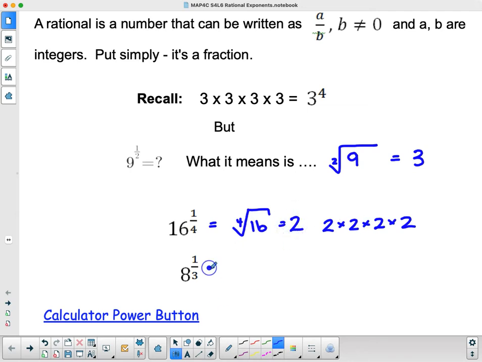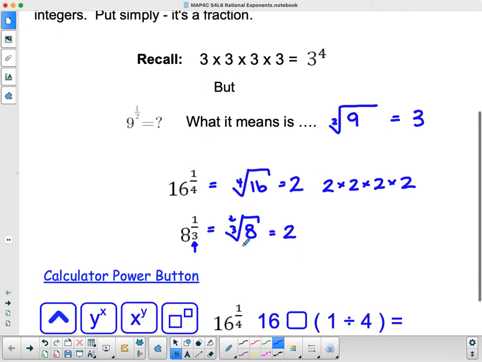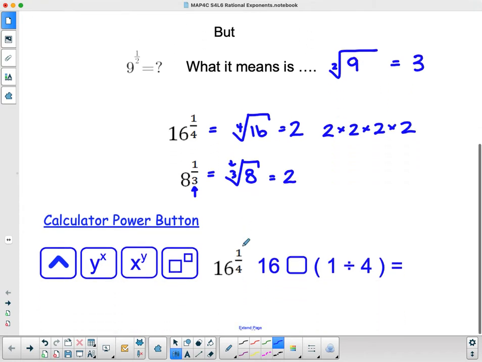And 8 to the 1/3, well, that means that it is the cube root of 8. And it's asking you what number do I have to multiply by itself 3 times in order to get to 8? In this case, that's 2 as well. 2 times 2 times 2. So when you see a fraction as an exponent, the denominator of that fraction tells us what root it is.